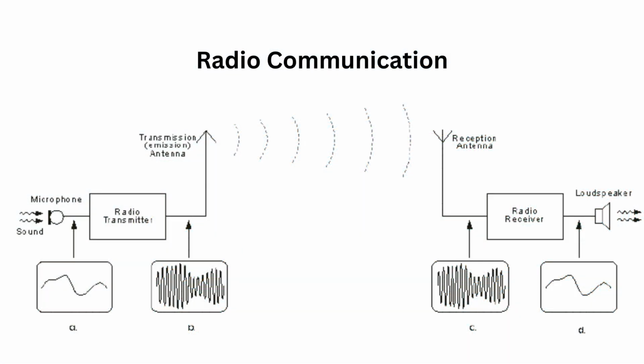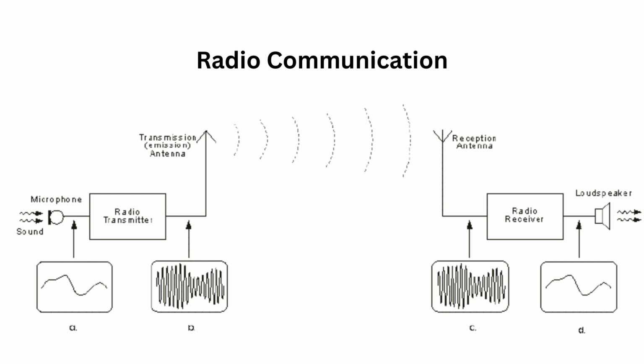Imagine radio as an invisible highway for information. Radio is the technology that lets us send and receive information wirelessly over long distances using electromagnetic waves. So we can say that it's the backbone of everything from AM and FM broadcasting to walkie-talkies and even wireless internet. Now let's talk about radio communication.